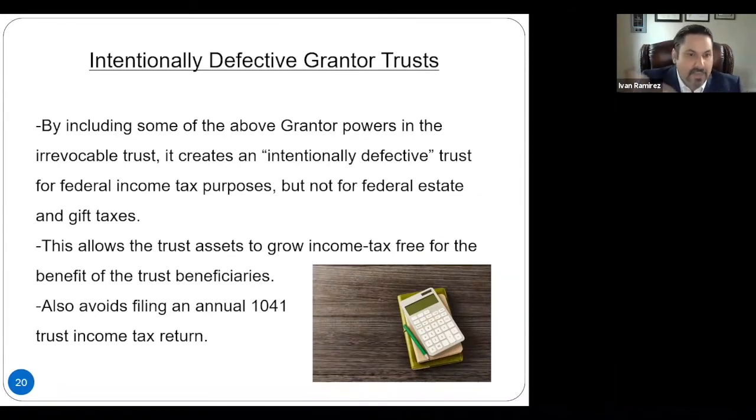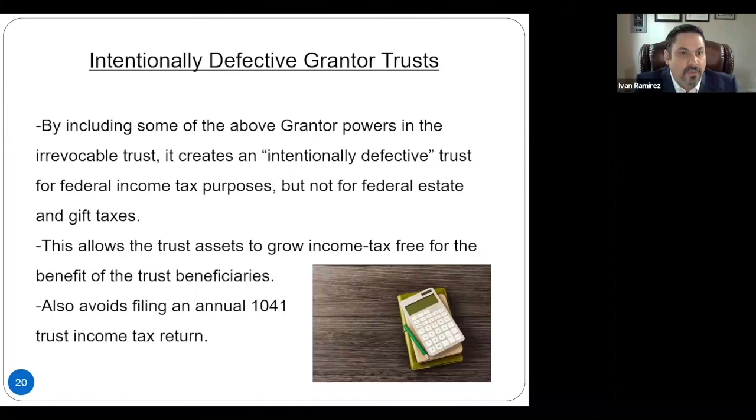They want to pay the income taxes on the trust. That $50,000 that they gifted during their lifetime will be considered as not part of the grandparents' estate when they pass away for estate tax purposes. So again, it's intentionally defective for income tax purposes because grandparents are paying the income taxes while they're alive. But for estate tax purposes, they removed $50,000 in this example from their taxable estate for federal estate tax purposes. So that's why it's called intentionally defective. It's defective for income tax purposes, but not for estate and gift tax purposes, all right?